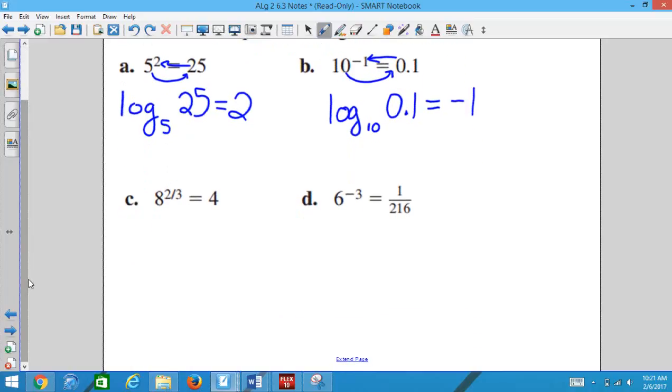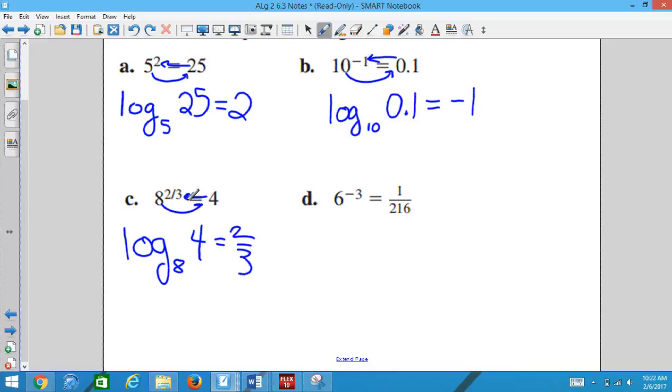Then we've got log base what base? It's 8. It is an 8. And then you put 4 equals 2/3. It always equals the exponent. And then the last one we do log base 6 of 1 over 216 equals -3.